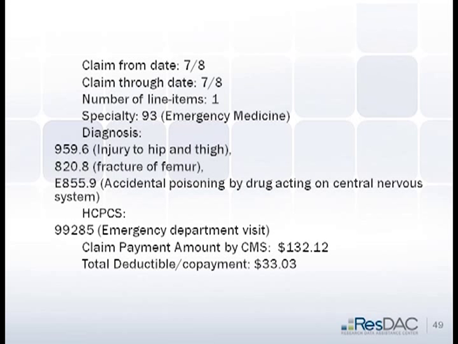The specialty code was emergency medicine. So we know this person actually started out in the ER. They had an injury to the hip, a fractured femur. So they had an emergency department visit that had a claim payment amount of $132 with a deductible of $33.